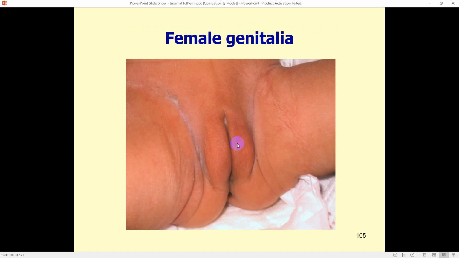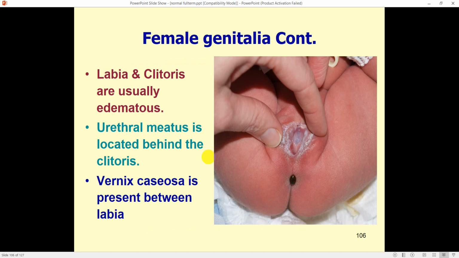We need to look at the genitalia. This is normal genitalia for a female. The labia majora cover the labia minora. This is a full-term baby. When there is prematurity, there will be separation of both labia. There may be discharge from the urethral meatus, and there may be vernix between the labia, which is normal.